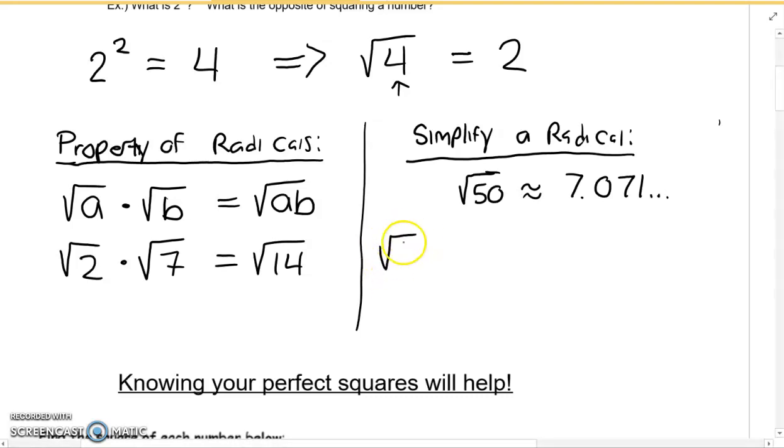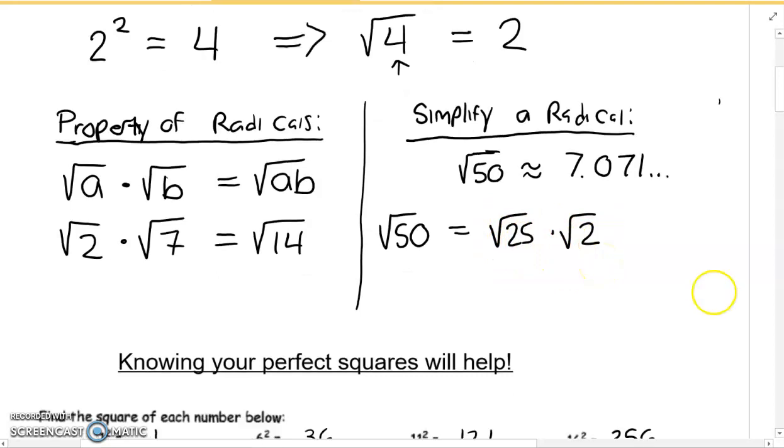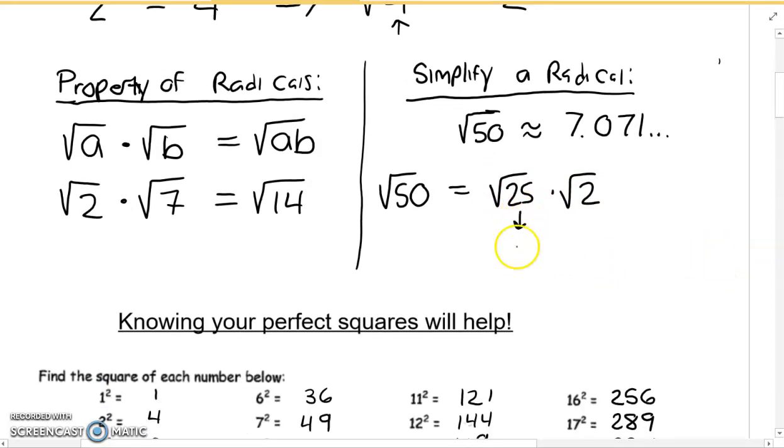Well, yes, there is. Because using that property I just talked about, the square root of 50 is actually equal to the square root of 25 times the square root of 2. Well, the square root of 25, as you may or may not know, is actually equal to the whole number 5, and the square root of 2 is still not going to simplify. That means that the square root of 50 is the same thing as 5 times square root of 2. If you put 5 square root of 2 in your calculator, you're also going to get 7.071 as your answer.